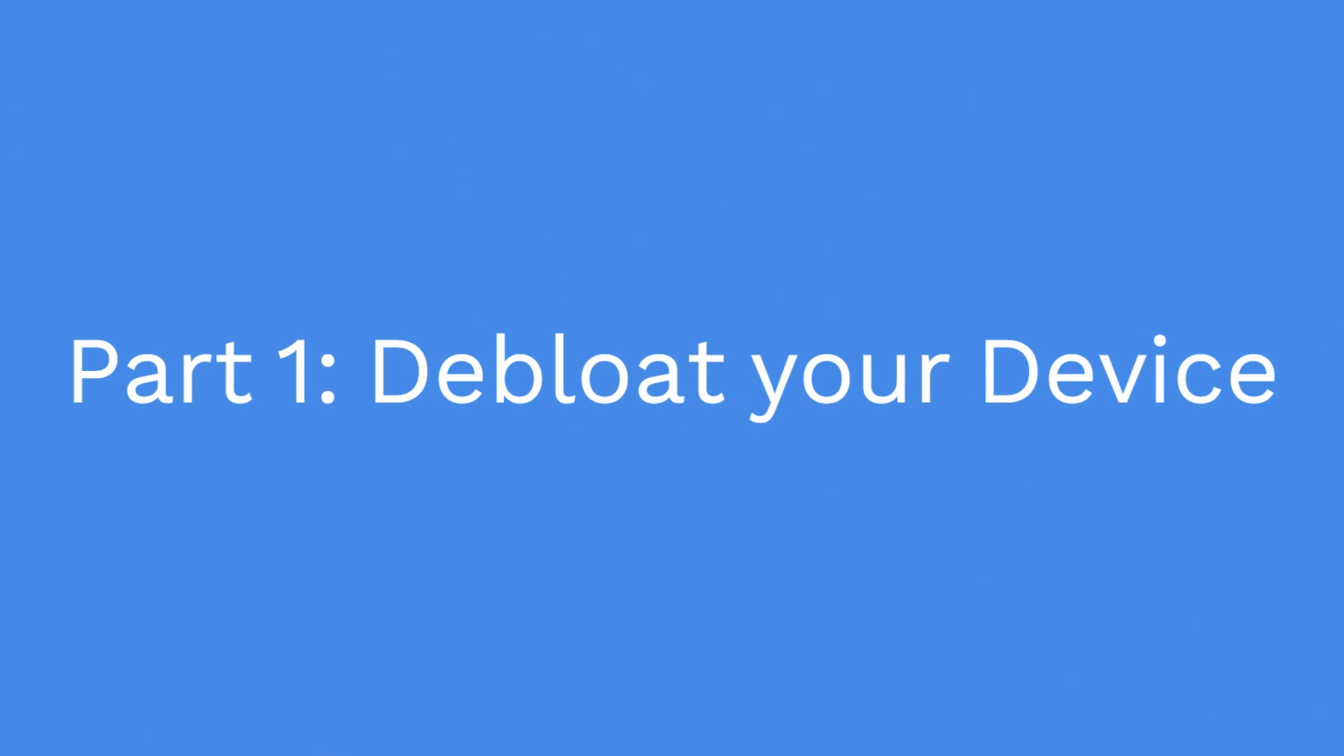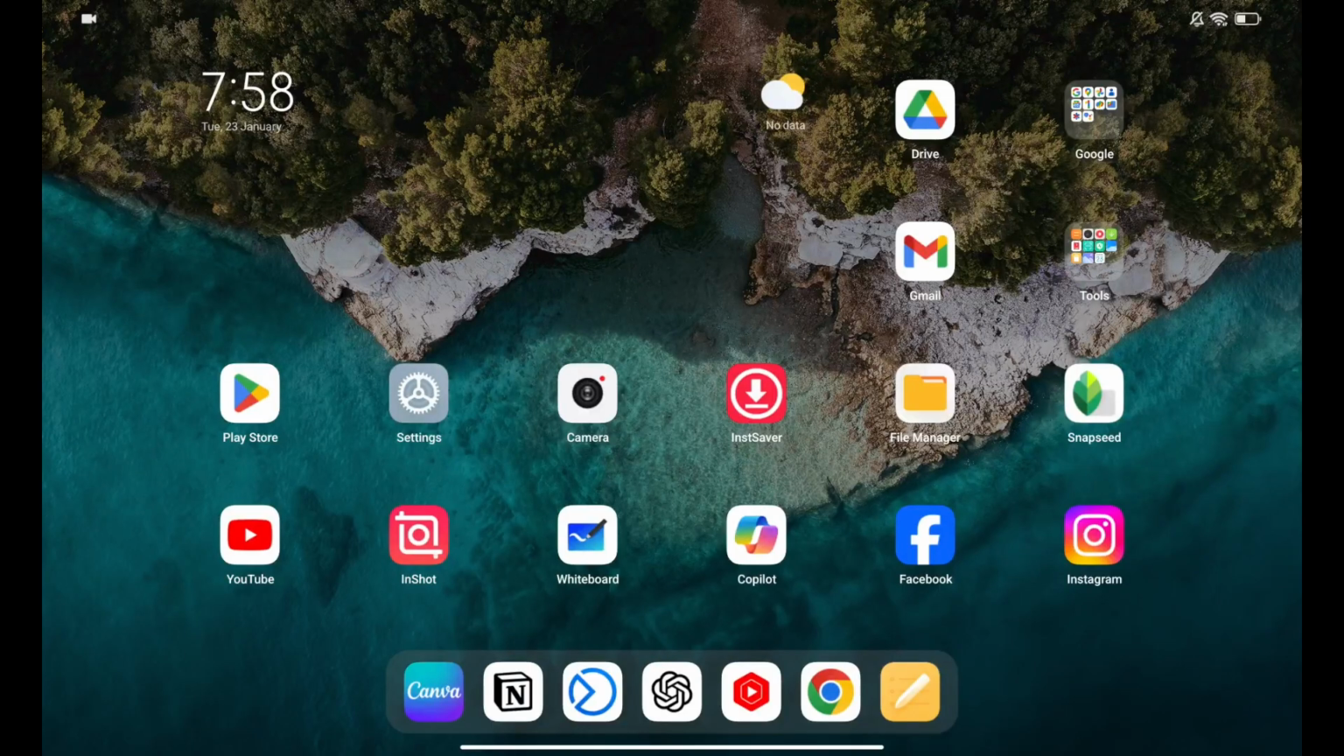Part 1. Debloat your device. Debloating is the process of removing unwanted apps from your device. It helps increase performance as well as storage space. I'm surprised that this MIUI is very much bloat-free. There are many guides and videos available for this process, you can refer to them. I'll link in the description.